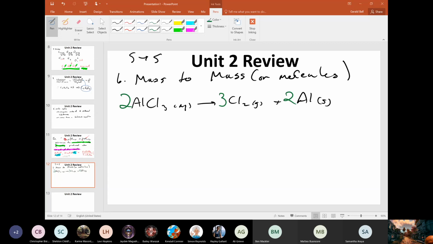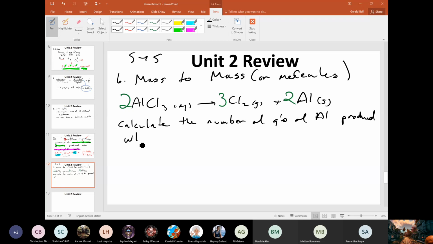And again, I know we have all different states here, but we can pretend maybe it's at a really cold temperature. It doesn't say. But here's what we want to do. We want to calculate the number of grams of Al produced when 100 grams of AlCl3 decomposes.